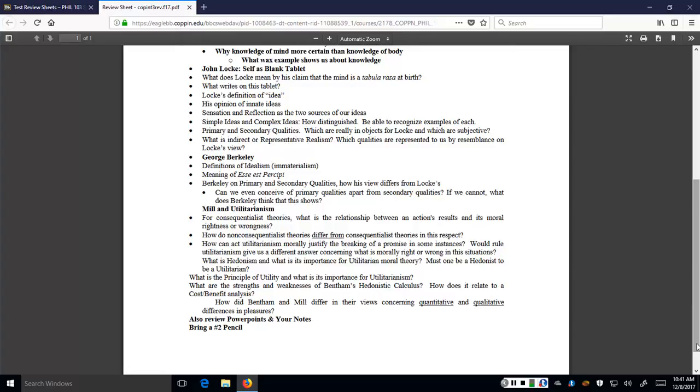So for Locke, though, some of these ideas, the ideas of primary qualities, resemble the qualities as they are in the world. In other words, I have an idea of that whiteboard out there in the world as having a rectangular shape.